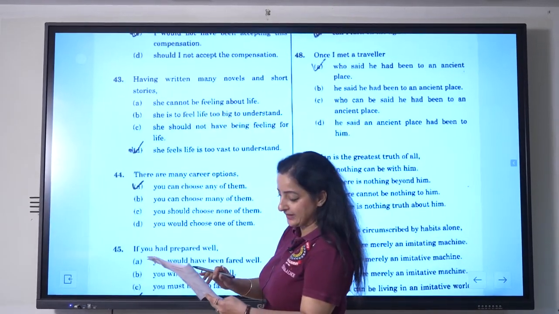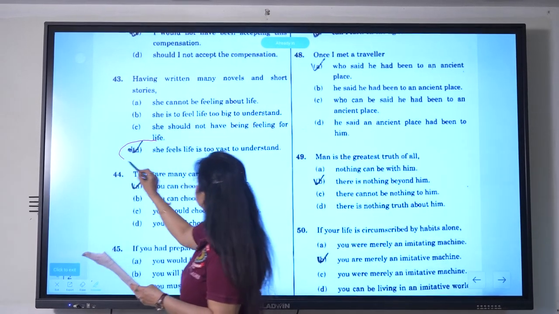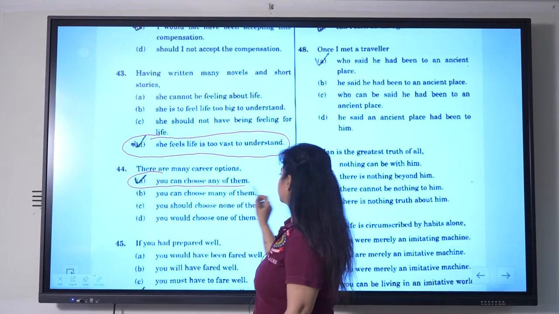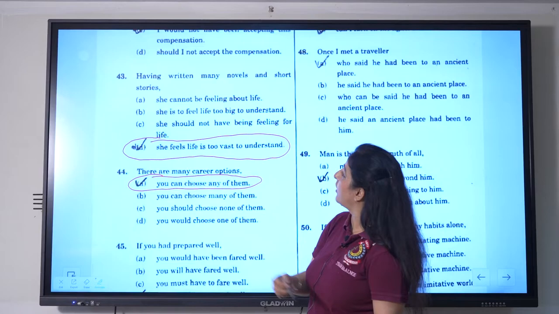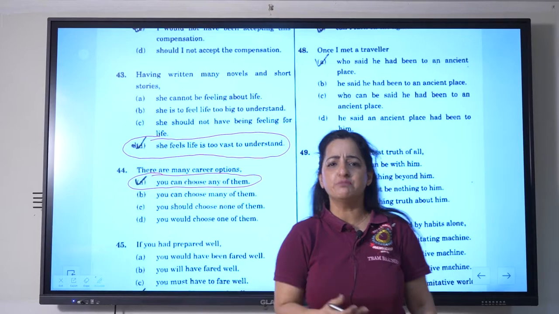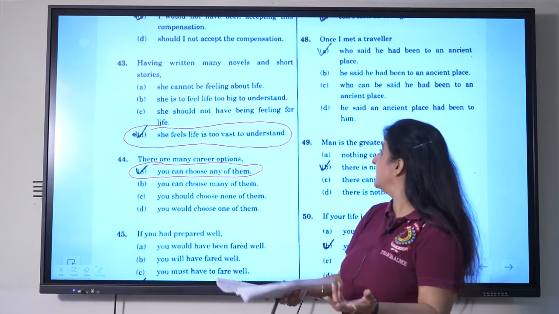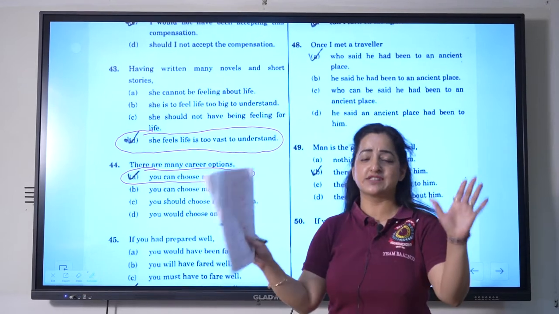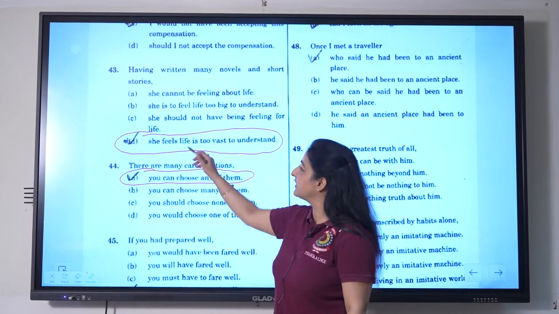All right, question 43. The answer, correct answer is delta, 43 delta and 44 alpha. All right. Question 43, having written many novels and short stories, she feels life is too vast to understand. What it means is, after writing so many stories, after doing all this work, somebody has that inference. Someone has come to a conclusion that, okay, life is too vast to understand. This is exactly what this person is trying to say, therefore it is the answer.